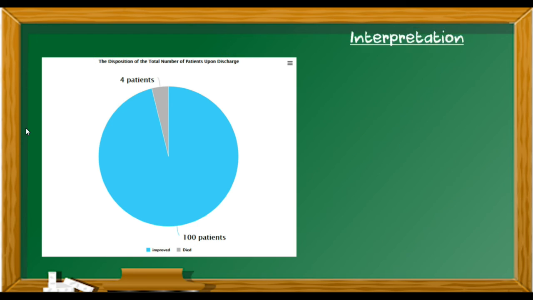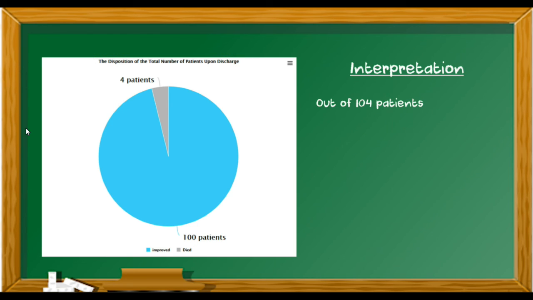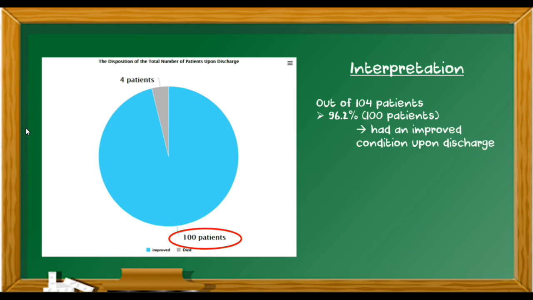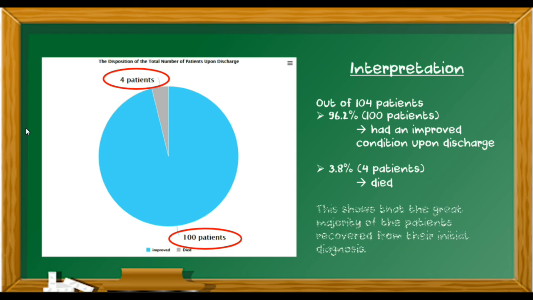According to the graph, out of the 104 patients admitted to private and clinical institutions, 96.2% or 100 patients had an improved condition upon discharge, and 3.8% or 4 patients had died. The graph shows that the great majority of the patients recovered from their initial diagnosis.